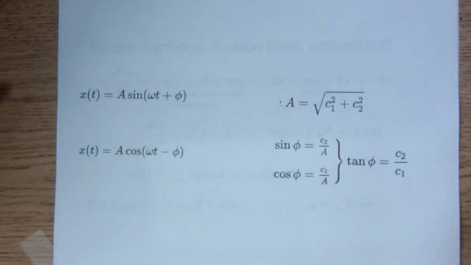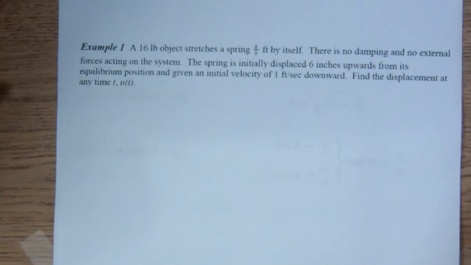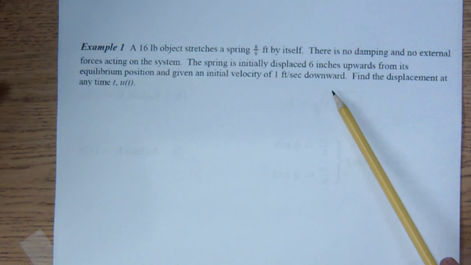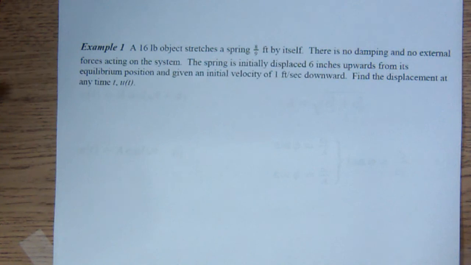We'll do some examples of this later, and in fact, the examples will begin right now. So this first example: a 16-pound object stretches a spring 8/9 feet by itself. Notice that this is happening in the English system of measurements, because we're talking about feet and pounds. There is no damping and no external forces acting on the system. The spring is initially displaced 6 inches, note that that says inches, not feet, upwards from its equilibrium position, and is given an initial velocity of 1 foot per second downward. Find the displacement at any time t, and we're going to call this u of t.